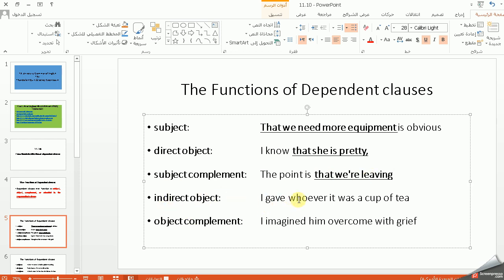Indirect object: I gave whoever it was a cup of tea. I is the subject, gave is the verb, and whoever it was is the dependent clause. The original sentence is I gave a cup of tea. Object complement: I imagined him overcome with grief.